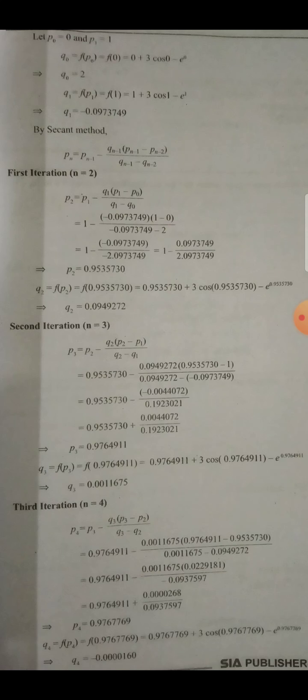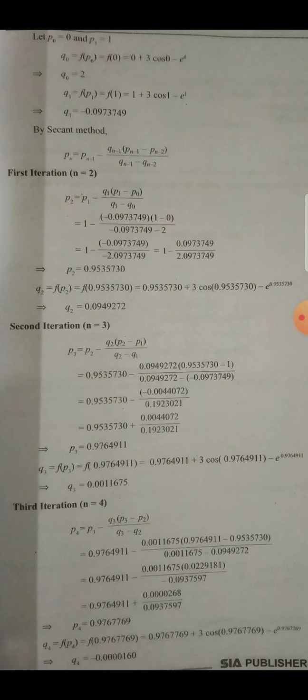Let p naught equals 0 and p1 equals 1. Next, find q naught and q1. Here q naught equals f of p naught equals f of 0 equals 0 plus 3 cos 0 minus e power 0. This value is equal to 2. Therefore q naught equals 2.